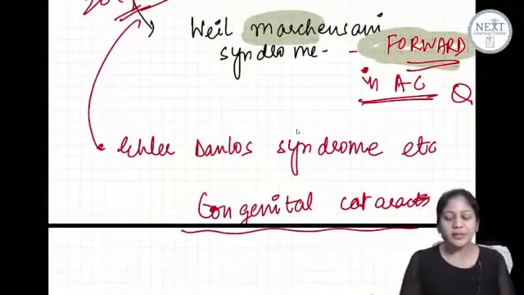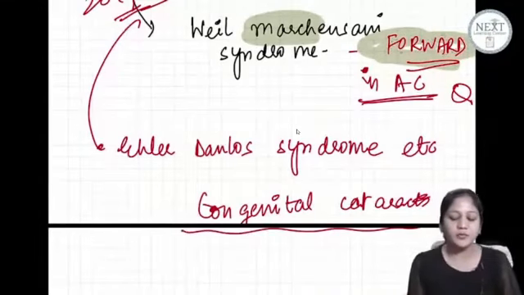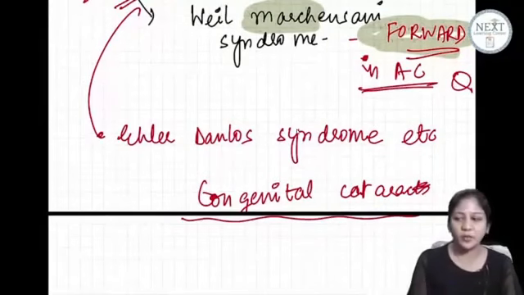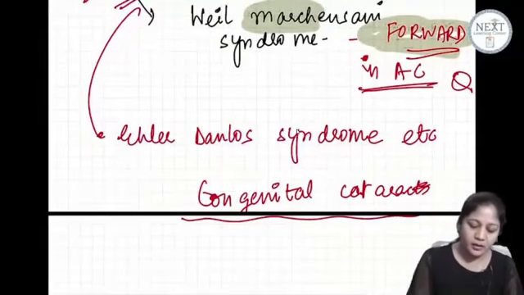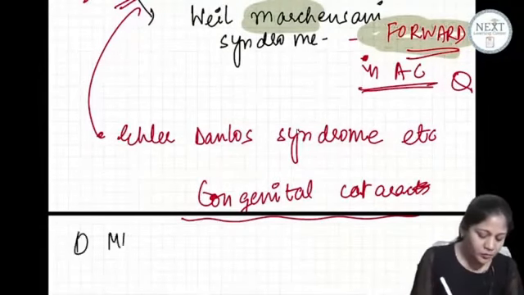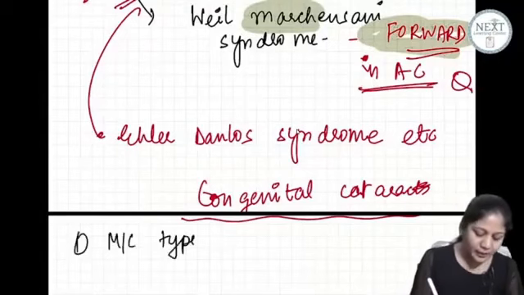So for congenital cataracts, the first thing we have to know is two questions. Question number one is, what is the most common type of congenital cataract?